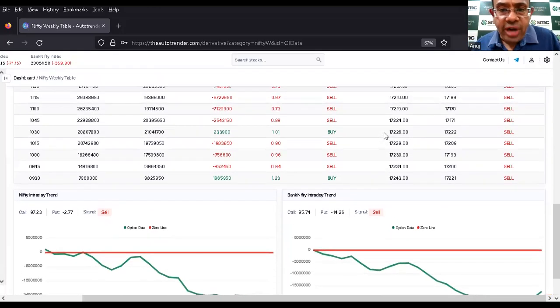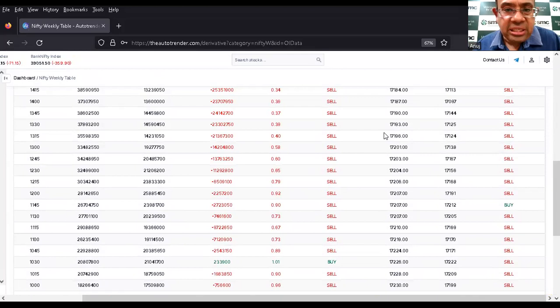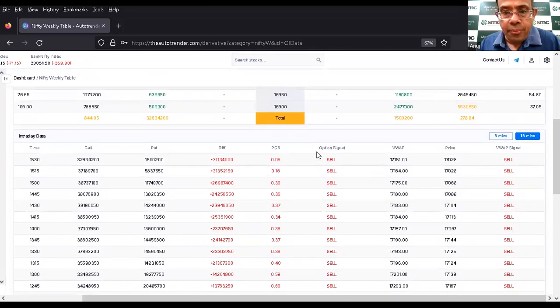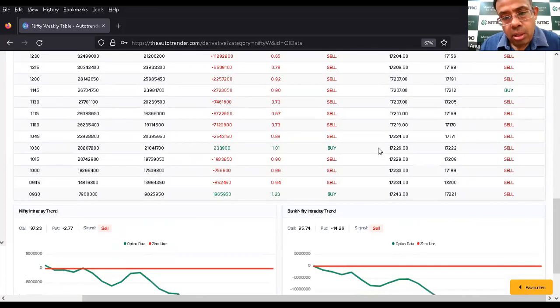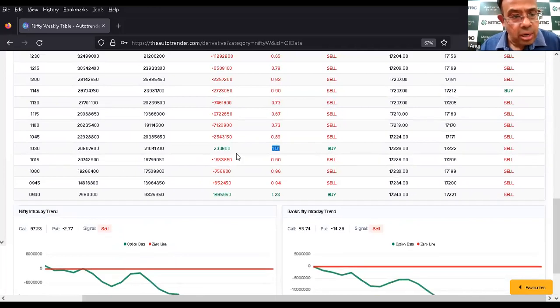So I have taken a lot of time on making you understand the PCR data. One thing is pretty sure, that the option signal will be sell whenever the PCR is below 1, and the option signal will be buy whenever the PCR is above 1. So on two instances today, at 10:30 and 9:30, the PCR value was above 1 and the option signal was buy.